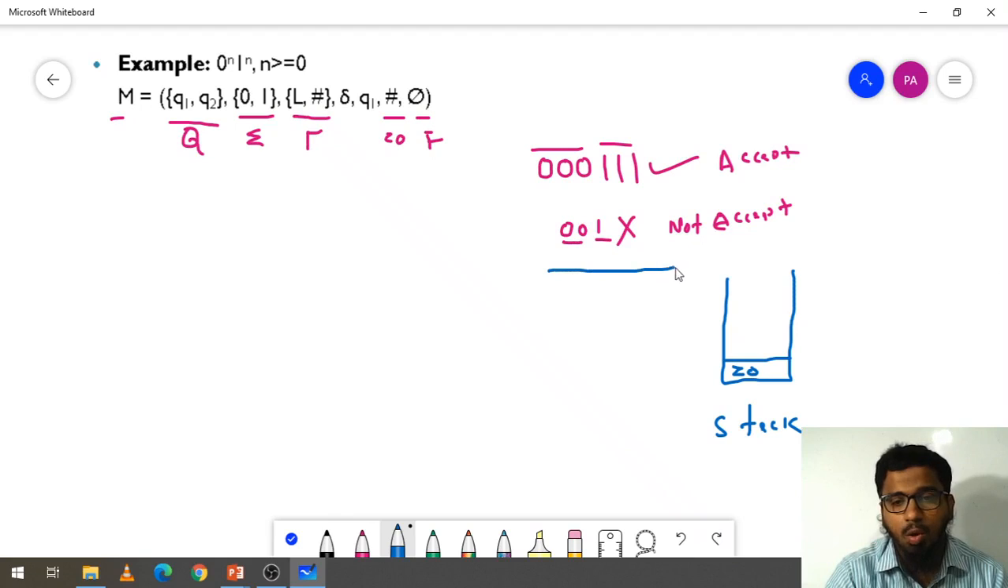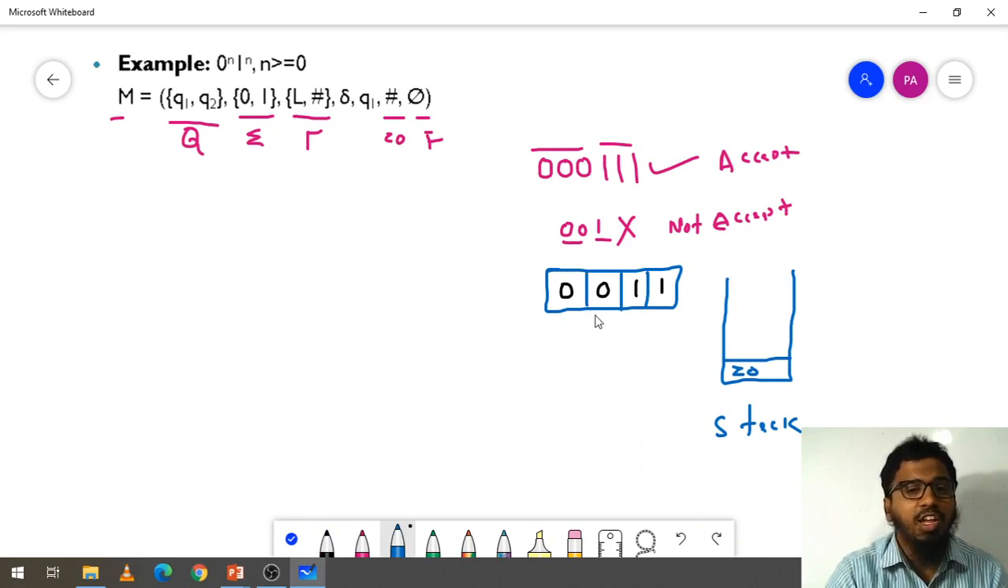And here I have the string. What is the string now? I have an example, I am considering 0, 0, 1 and 1. So I am considering this string, and you know this string is valid, equal number of zeros and equal number of ones. We will take this string and we will solve here.